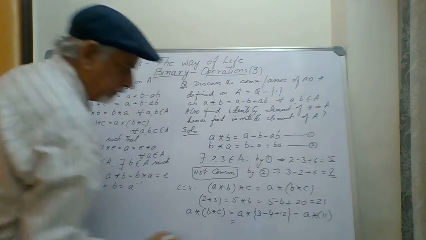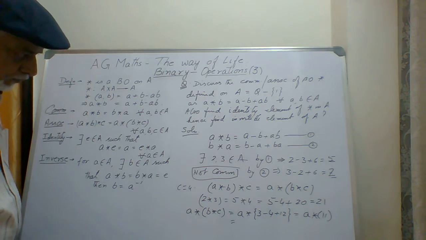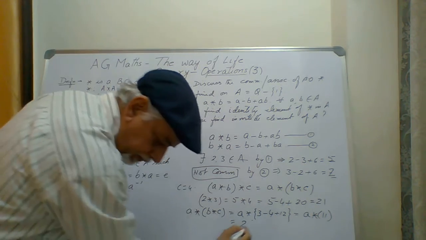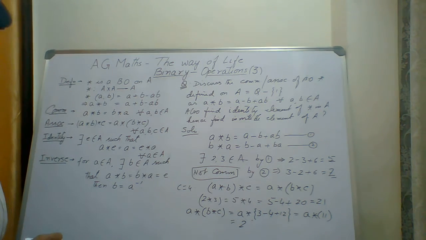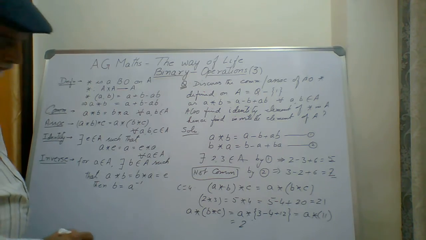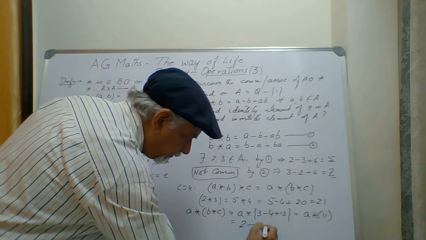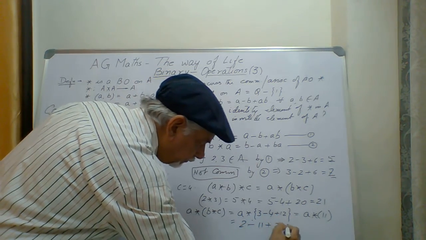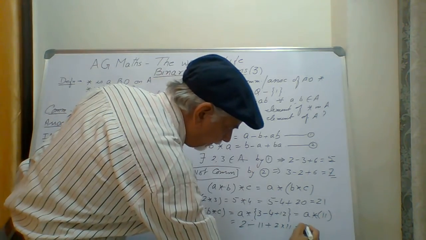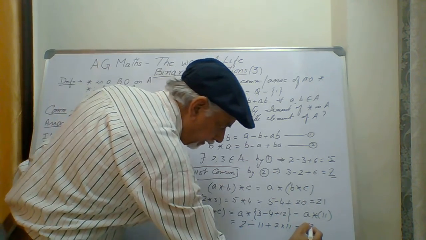Now this again simplifies to A is 2 again. So we get 2, and then it is a multiplication of 3 minus 4 plus 12. 2 minus 11 plus 2 into 11. That is 22 and 2, 24 minus 11 is 13.